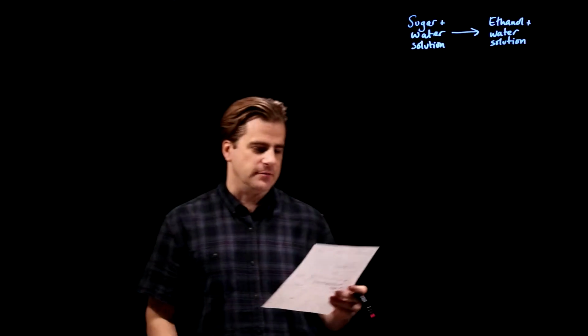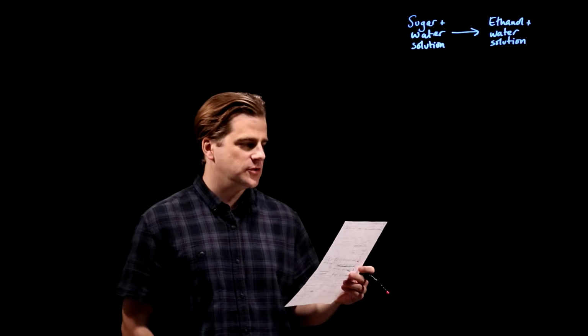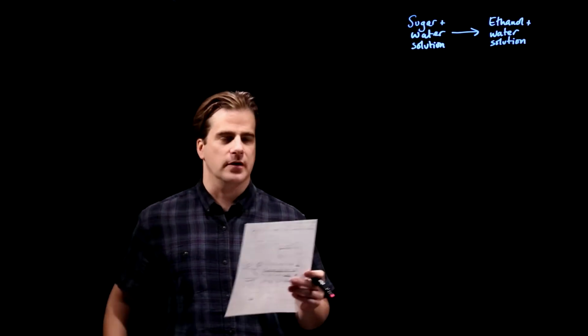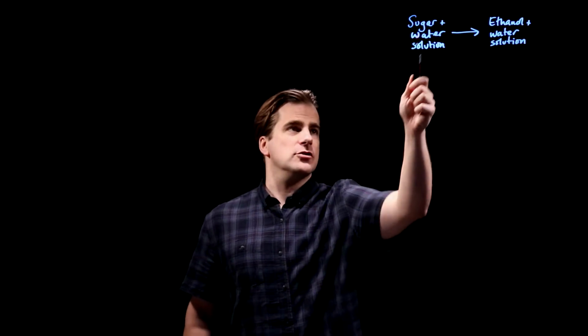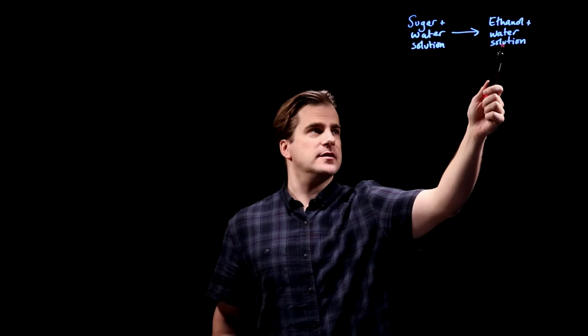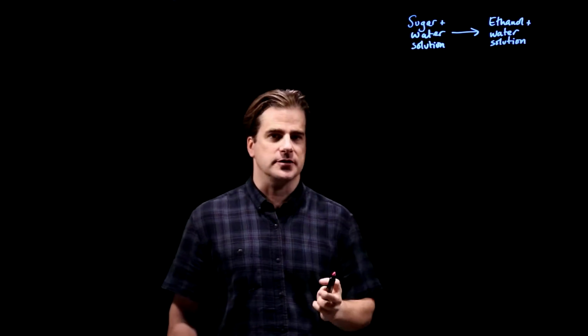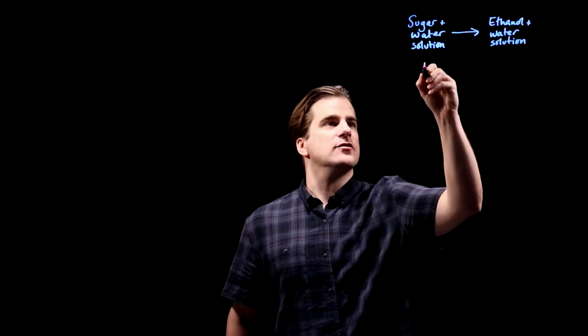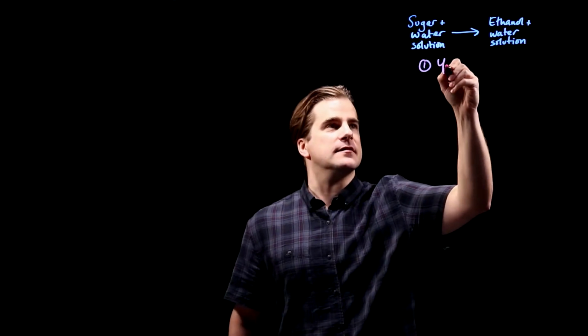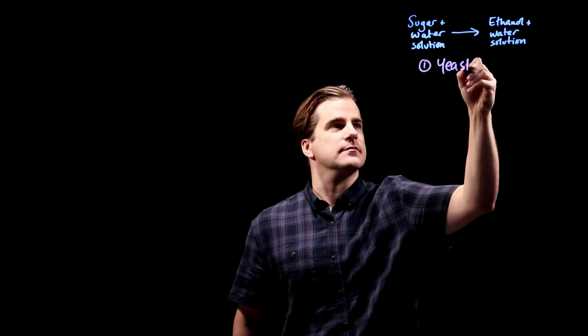Okay, first question. Describe how a solution of sugar in water is used to produce the mixture of ethanol and water. 2 marks. Okay, so we've got a sugar and water solution and somehow it's turned into an ethanol and water solution.